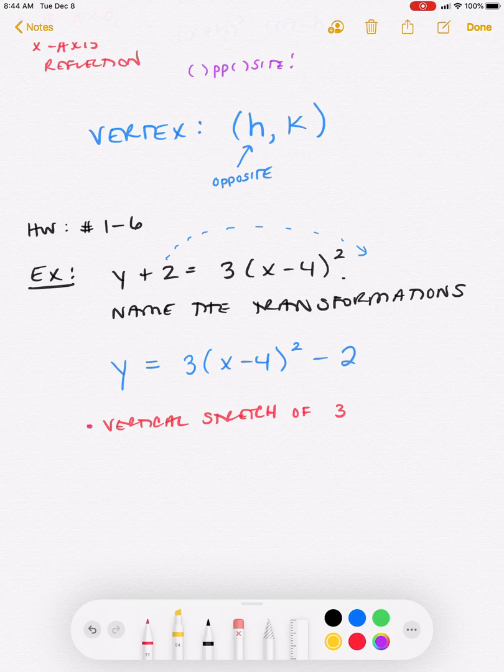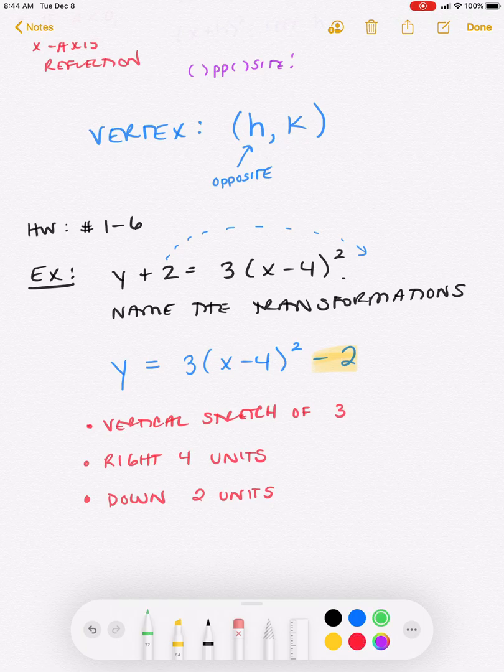The next part right here is the x minus 4. The x minus 4 is going to cause a horizontal shift right 4 units. Okay, the last part right here is going to be this minus 2. That minus 2 is a vertical shift, and it's going to cause it to move down 2 units.